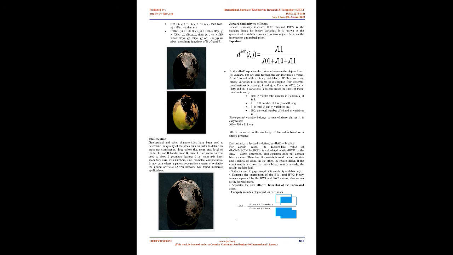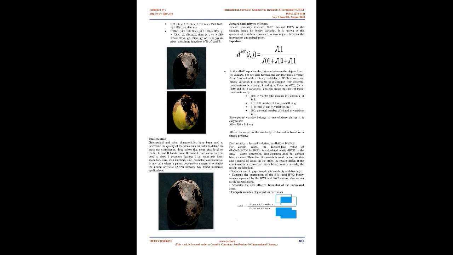J11 is the total number of Yi and Yj variables that are 1. J00 is the total number of Yi and Yj variables that are 0. Since each paired variable belongs to one of those classes, it is easy to see that J00 plus J10 plus J11 equals N. J00 is discarded, as the similarity of Jaccard is based on a shared presence.